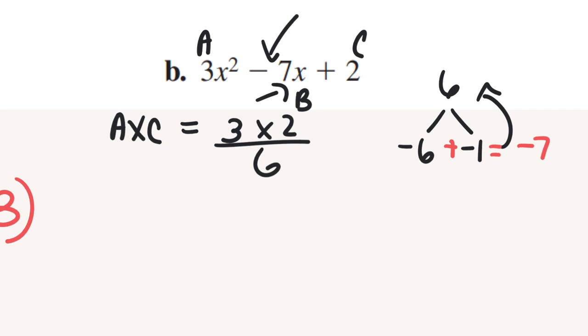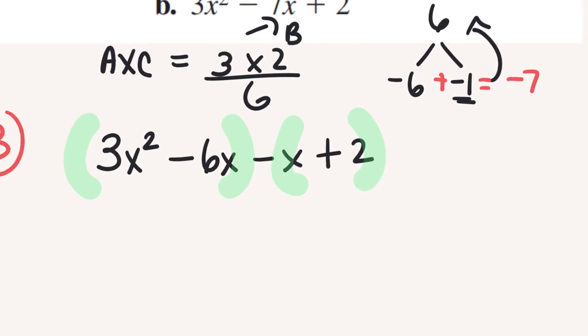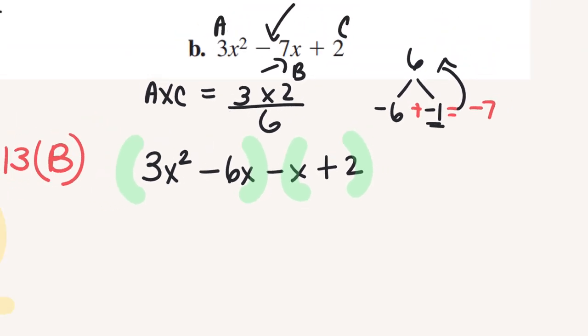So let's rewrite everything again. My answer is now going to be 3x squared minus 6x, minus x, from over here, plus 2. I'm going to separate everything into 2. So what can I factor out here? I can factor out a 3x.